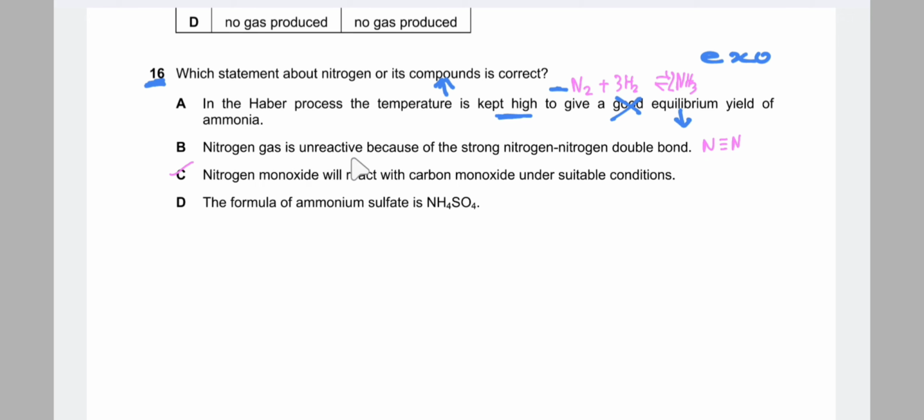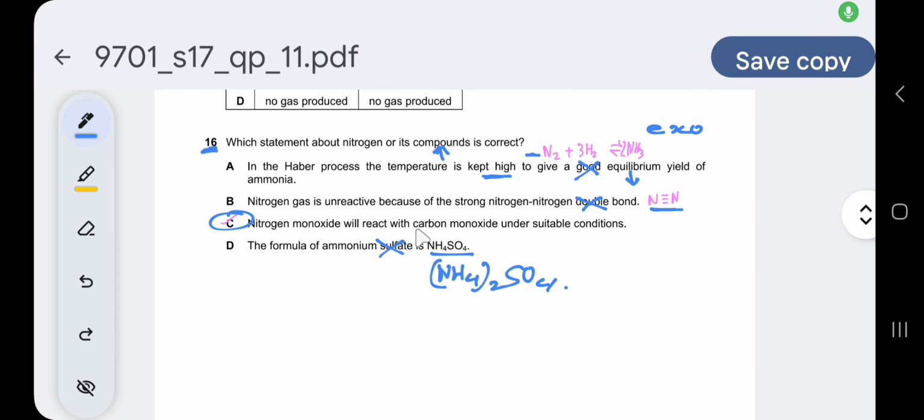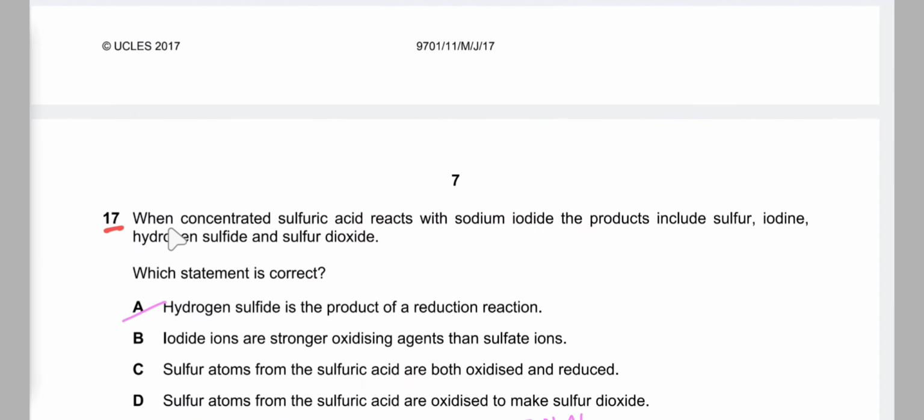Then, nitrogen gas is unreactive because of the strong nitrogen-nitrogen double bond. This statement is wrong because a nitrogen-nitrogen triple bond is present. Then in option D, the formula of ammonium sulfate is given. This is wrong because the formula of ammonium sulfate is different. Therefore, this statement is wrong. So the correct statement would be C, that nitrogen monoxide reacts with carbon monoxide to form nitrogen and carbon dioxide. So the statement C is correct.